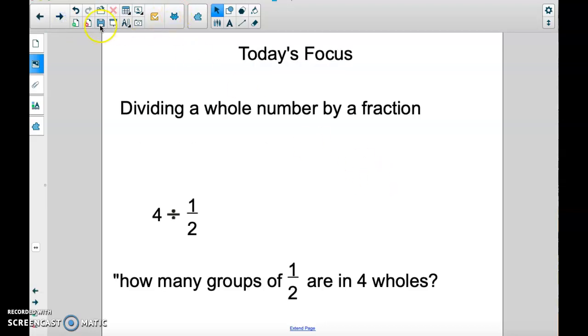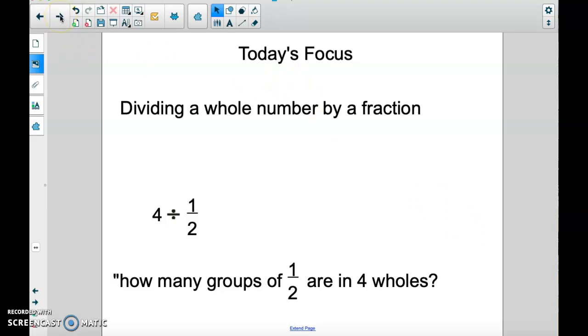So today's focus is going to be dividing a whole number by a fraction. An example of that would be something like 4 divided by 1/2, right? We have a whole number and we're dividing it by a fraction. The way I like to think about these types of problems, and it makes it real simple to figure out, is how many groups of 1/2 are in 4 wholes? We can connect that back to yesterday's grouping and sharing types of division word problems. How many groups of 1/2 are in 4 wholes?